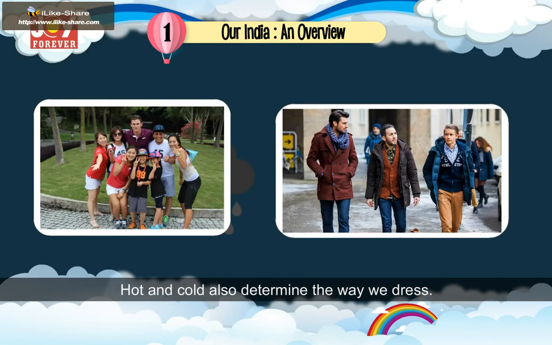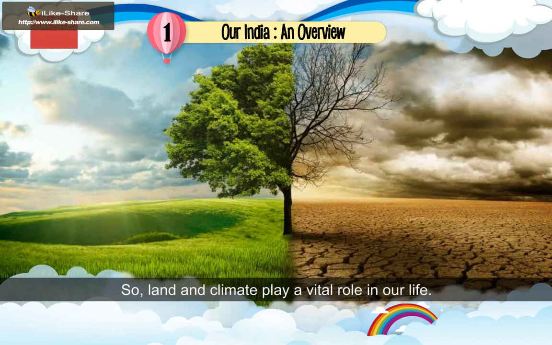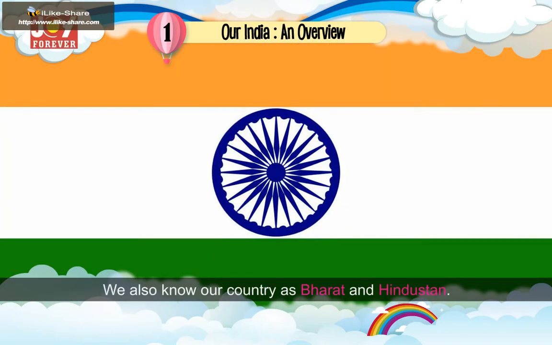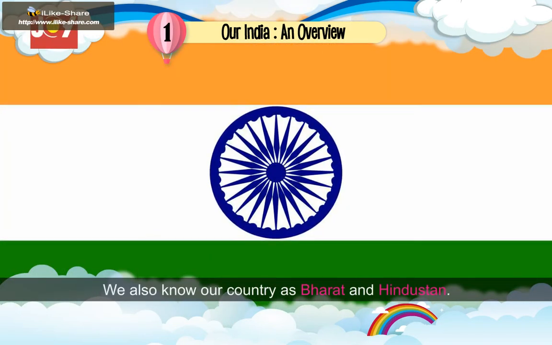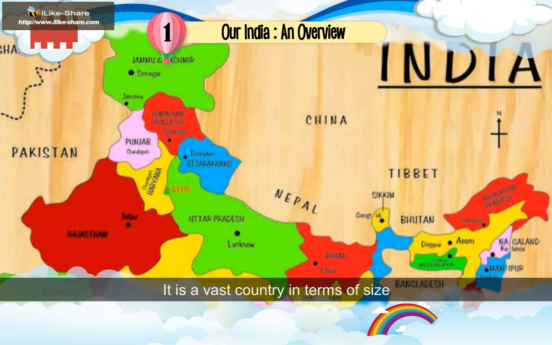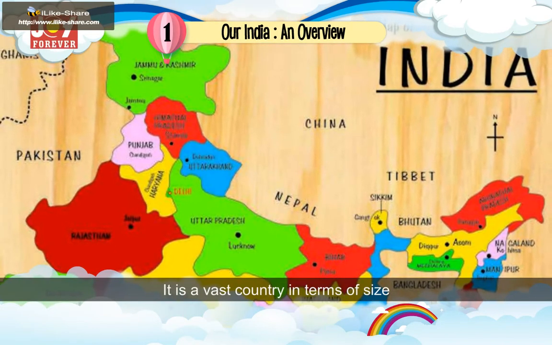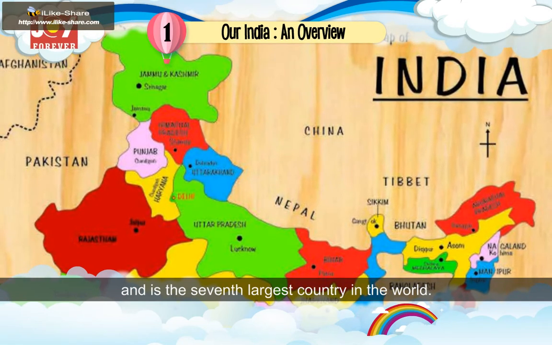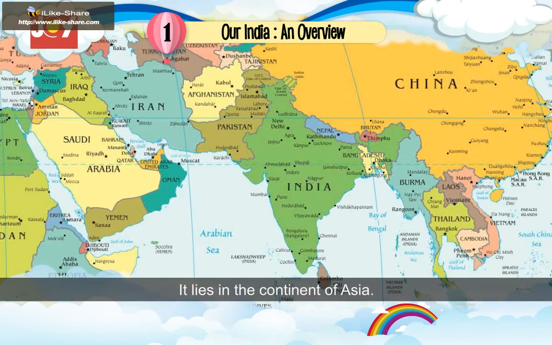Hot and cold also determine the way we dress. So, land and climate play a vital role in our life. We live in India. We also know our country as Bharat and Hindustan. It is a vast country in terms of size and is the seventh largest country in the world. It lies in the continent of Asia.